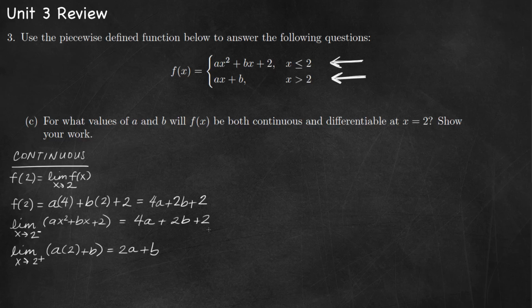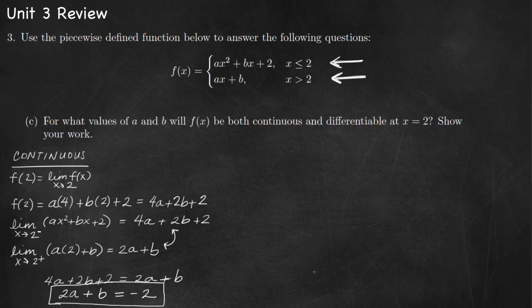So I know that these have to be equal to each other in order for the graph to be continuous. So I can say 4a plus 2b plus 2 has to equal 2a plus b. And I'm going to rewrite this in standard form. I'm going to subtract the 2a on both sides, and that gives me 2a. I'm going to subtract b on both sides, that gives me plus b. And then I'm going to subtract 2 on both sides, so I get equals negative 2. That's going to be one equation that I have to satisfy. This equation must be true in order for f to be continuous at x equals 2.